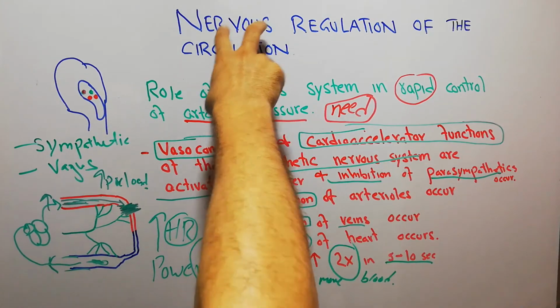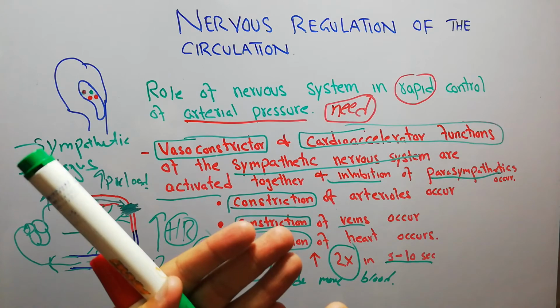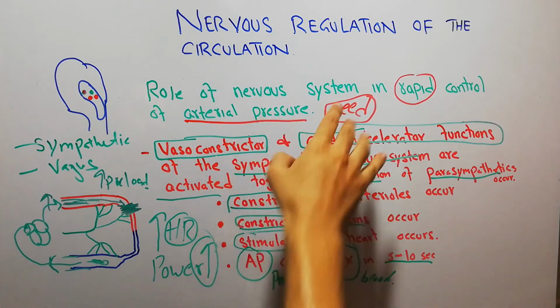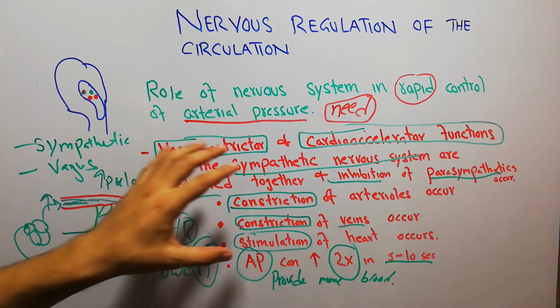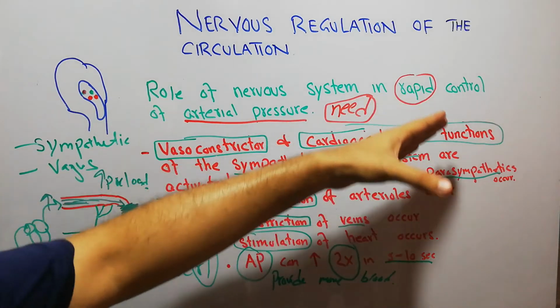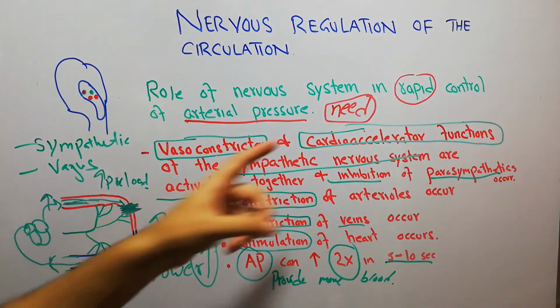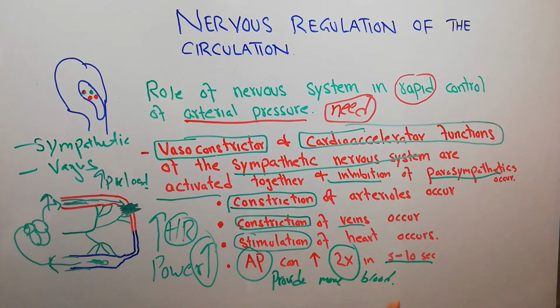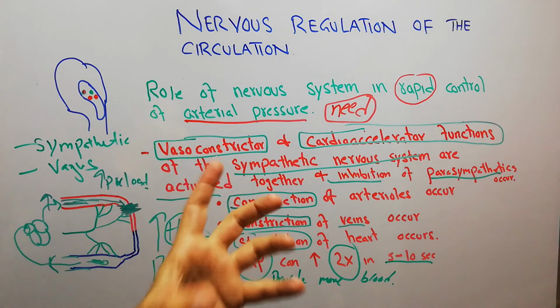So this is how the nervous system is helping in rapidly increasing the arterial pressure, because there is a need to increase it. There is a demand for increased blood flow in the tissue. There is a demand due to an increased rate of metabolism. There is a demand due to any kind of stress.